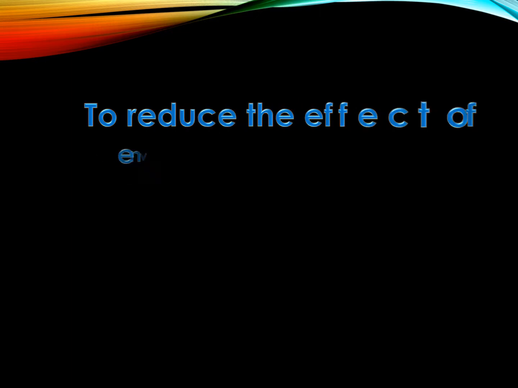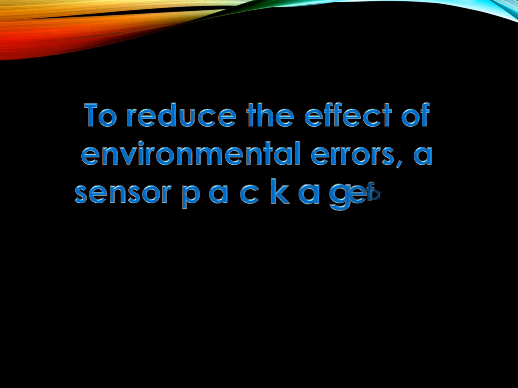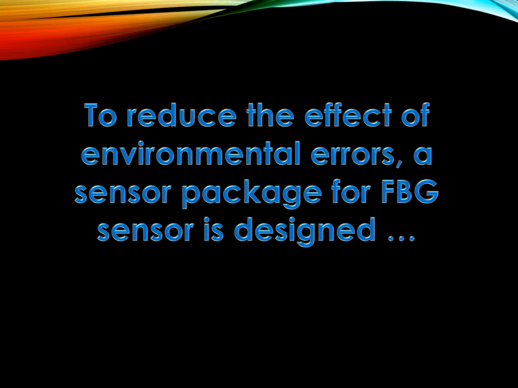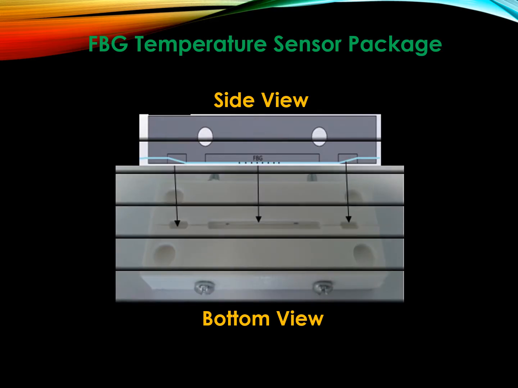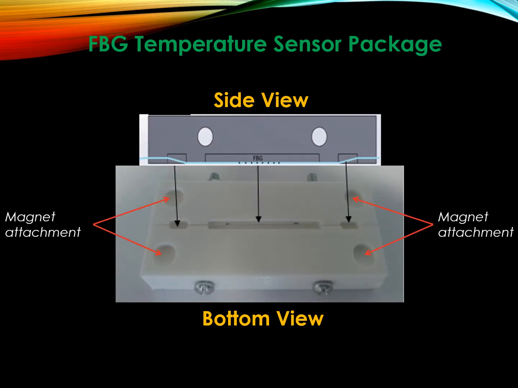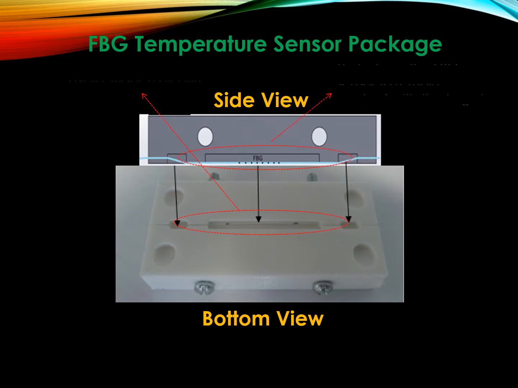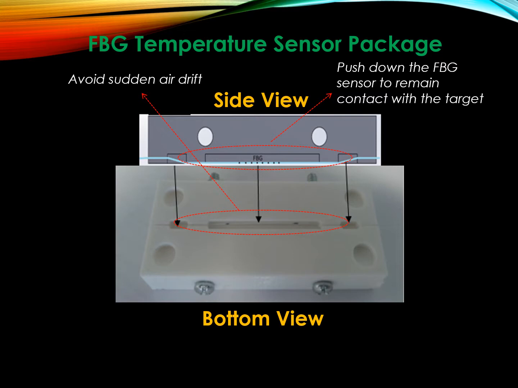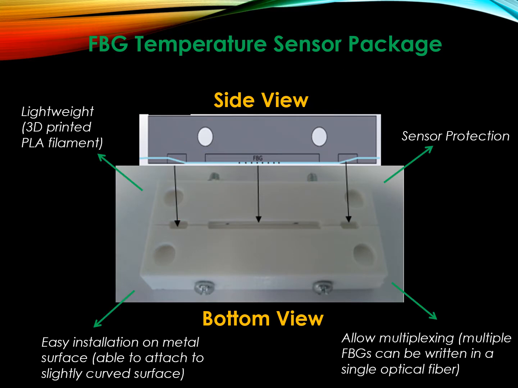A sensor package for the FBG sensor is designed to reduce the effect of environmental errors. The magnets allow the sensor to attach to metal surfaces easily. The sensor package is designed so the FBG can contact firmly to the target surface and to avoid sudden air drift. The lightweight sensor package also protects the FBG, allows multiplexing of FBG sensors, and allows sensor attachment to slightly curved surfaces.